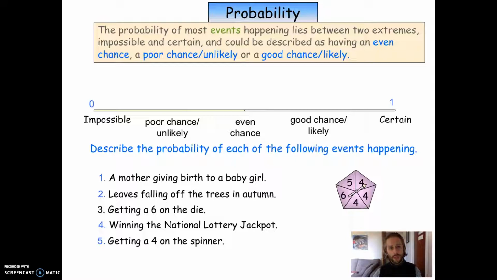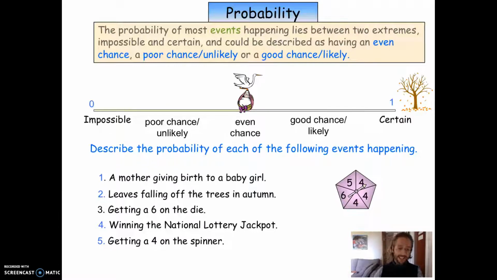So what would be the probability of a mother giving birth to a baby girl? It'd be an even chance. She's either going to have a boy or a girl. Number 2, leaves falling off a tree in autumn. Now I have to admit that I put this down as certain. However, some students did question me and say, well, Jonathan, what if it's an evergreen tree? So, bearing in mind that this tree is a tree that loses its leaves in autumn, the chance of the leaves falling off are certain.